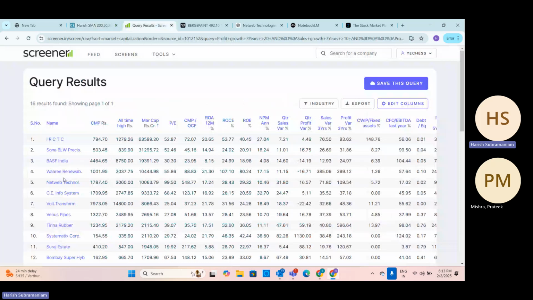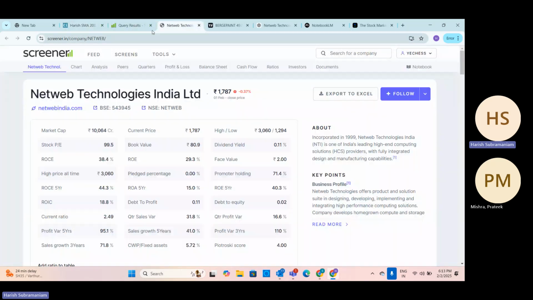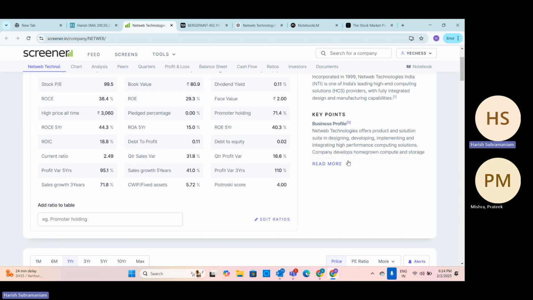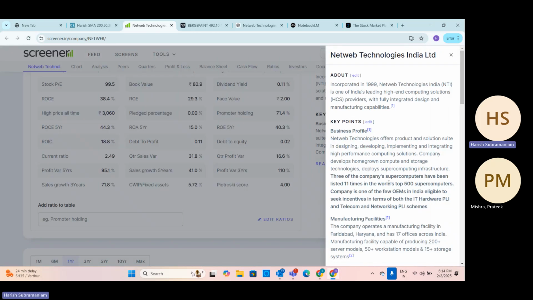So let's say, for example, and this is what I was looking at, we are looking at NetWeb Technologies. For example, we are seeing this for the first time. Now, how do we analyze this? We see that this is one of India's leading high-end computing solutions providers with fully integrated design and manufacturing capabilities. Okay, let's look at the business profile.